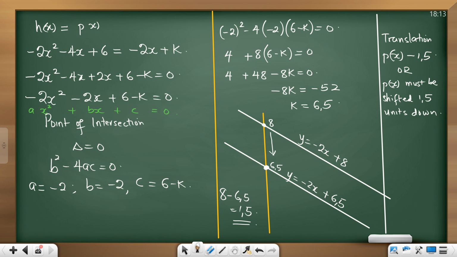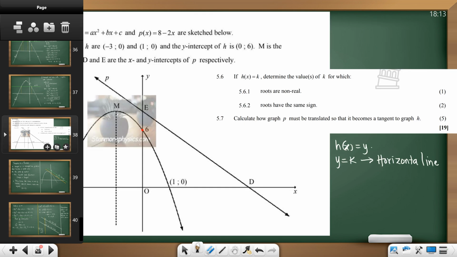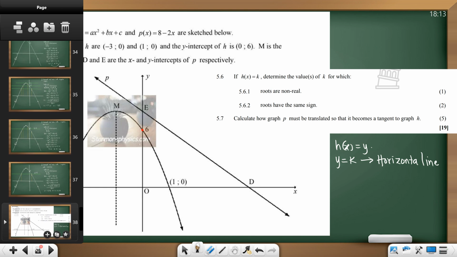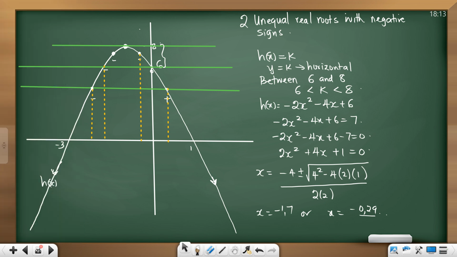Can you re-explain the second last question? Which one? Equal signs or something. Roots have the same sign. Oh, roots have the same sign. It's just here. Where will they have the same signs? It was minus and minus, between 6 and 8. Oh, so we're only working with the parabola. Yeah. Okay, I see, between that.